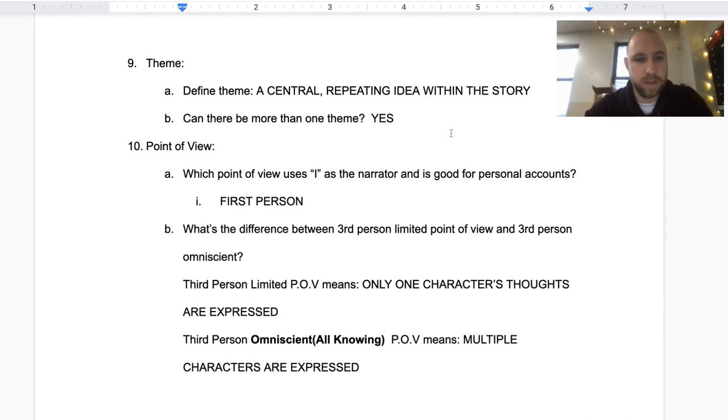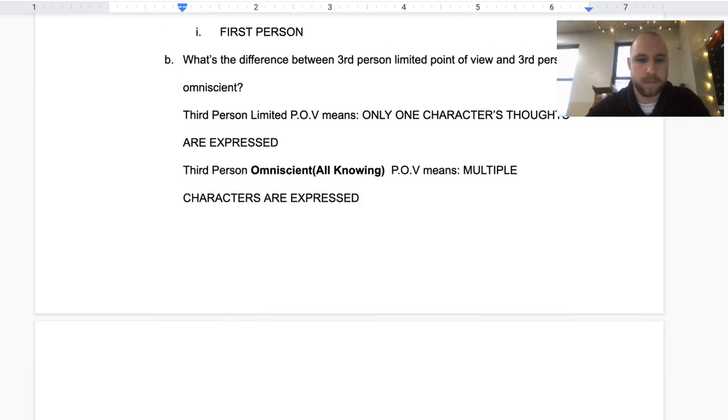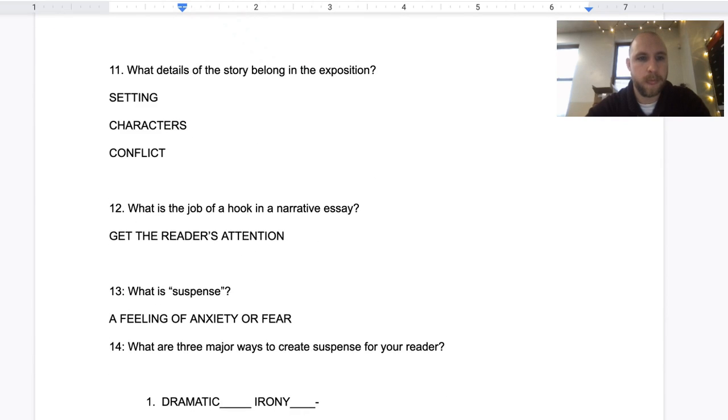Theme, we talked about theme already. Point of view, quick reminder, first person uses things like I. This is going to be very good for stories that are like thrillers or horror stories, because putting yourself in the first person perspective can be scary. And then we have third person, which is that we're viewing a character's thoughts, sometimes multiple characters' thoughts. If it's limited, we can only see one character's perspective. If it's omniscient, we can see all characters' perspectives.